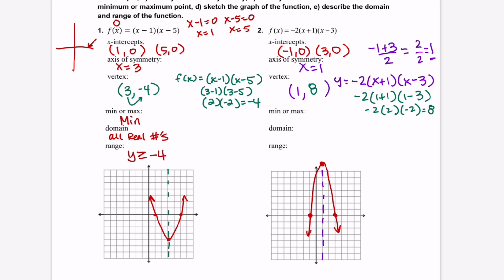Now this one looks kind of like a mountain, and if you were standing on top of a mountain, you would be at a maximum point. So this parabola has a maximum. Domains, again, for all parabolas are all real numbers. And then to find the range, the range is the y values. It goes all the way up to 8, and it's everything below 8. There's nothing up above that. So we're just going to say that y is less than or equal to 8. 8's the highest point it goes.